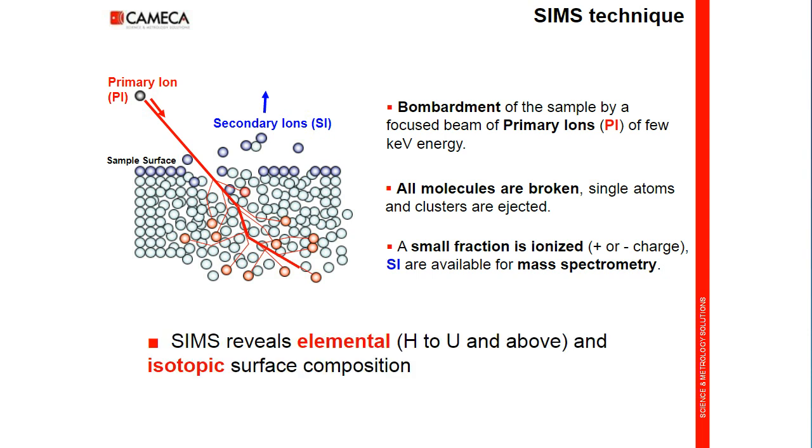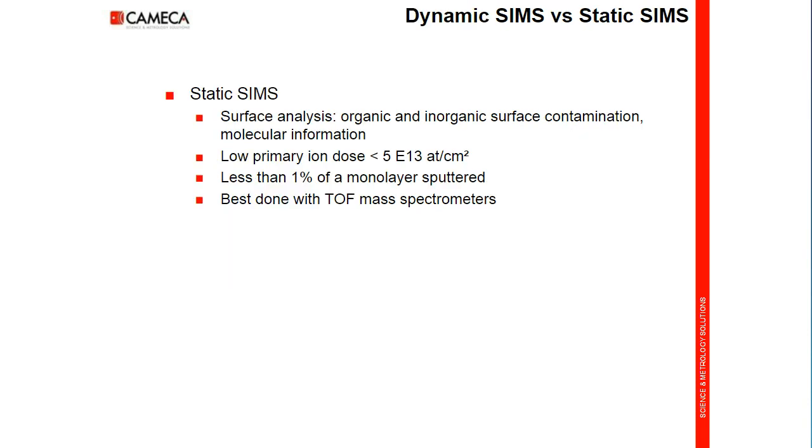Both elemental and isotopic information can be obtained for all species in the periodic table, from hydrogen to uranium and above. Static SIMS uses very low primary ion dose and focuses on the first top monolayer, providing mostly molecular characterization. Time-of-flight mass spectrometers are well adapted for static SIMS analysis.